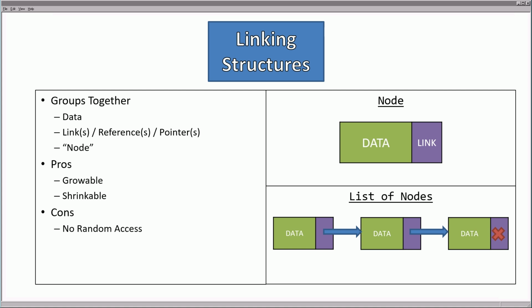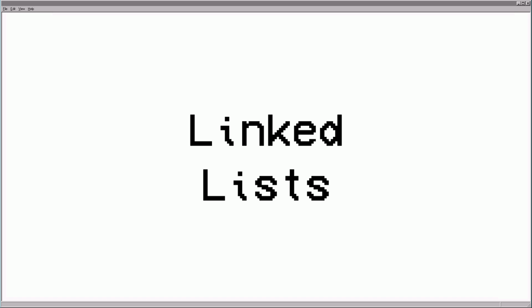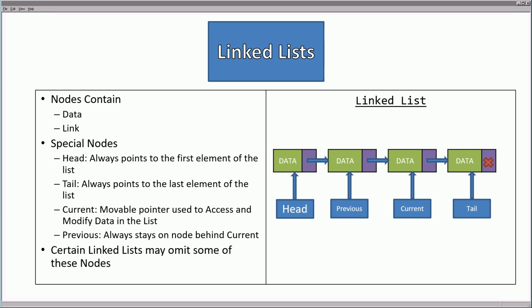To best understand this, a linking structure groups together data with a link, in other words a reference, or in other words a pointer, into what we call a node. Understanding this, we started going over a type of linking structure called a linked list. As mentioned before, linked lists are linking data structures and they have nodes that contain data and a link. We also went over some very special types of nodes, which include head, current, and previous.